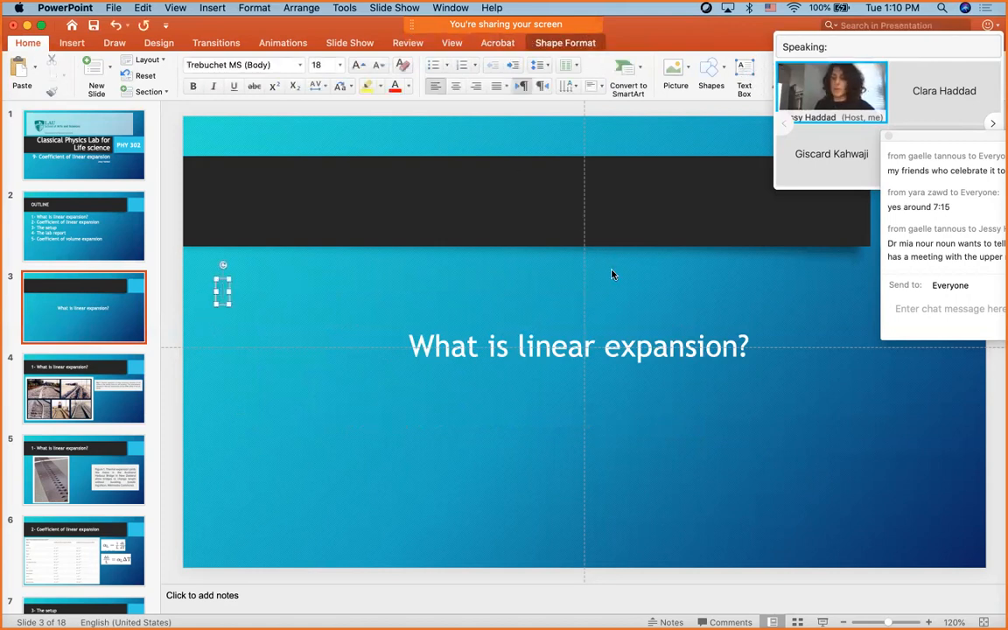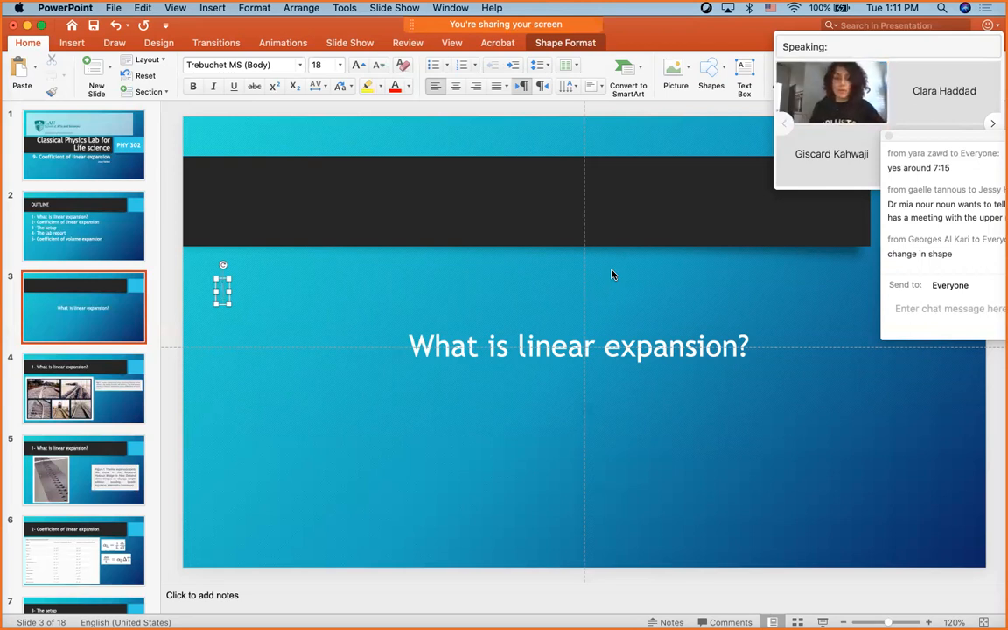Yes, linear expansion. Anything. What is linear expansion? Due to what? What does it do? What happens? Who undergoes linear expansion? I'm all ears. Am I disconnected?